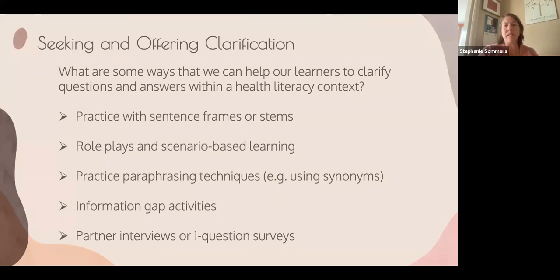And there are specific techniques that we can teach, such as using synonyms. For written paraphrases, it's also things like changing the sentence structure, right? Maybe making an active sentence passive, for example. So those are things we can work on with our students. There's information gap activities, and then partner interviews or one-question surveys. So these are all ways to practice seeking and offering clarification and practice our effective communication skills.